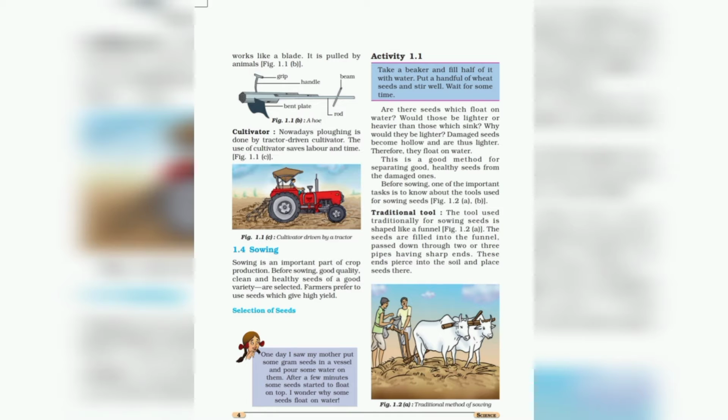For sowing, farmers use a traditional tool and a modern tool. We are studying the traditional tool first. The traditional tool for sowing seed is shaped like a funnel and has 2 or 3 vertical long tubes with sharp ends, as you can see in the figure. The seeds are filled into the funnel and pass down through the pipes with sharp ends, and the sharp ends puncture the soil and place the seeds there. So this is the traditional method used for sowing the seeds.